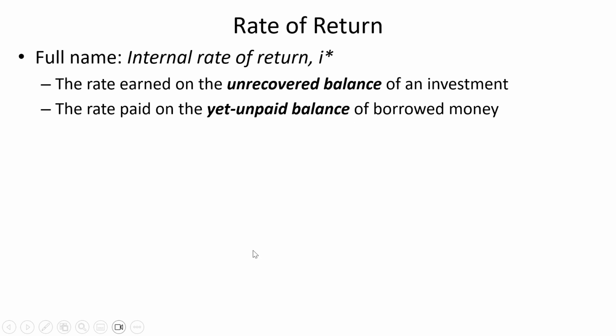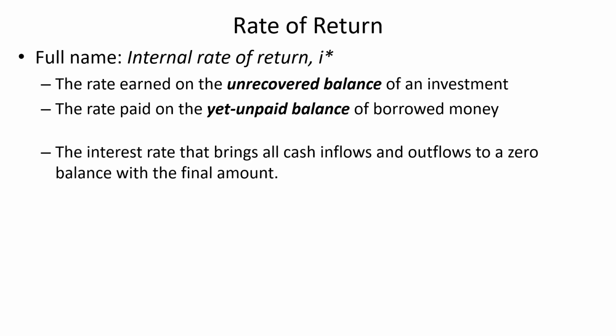They're in balance. So the internal rate of return, we can think of it a couple of different ways. We can think of it as the rate of return that's earned on the unrecovered balance of an investment. We can think of it as the rate that's being paid on the unpaid balance of borrowed money, the amount that you still owe. It's how much the bank is getting on the unpaid amount. But in this illustration I just showed you on the prior slide, it was the interest rate that brings the cash flows into equilibrium, the inflows and the outflows to a 0 balance.